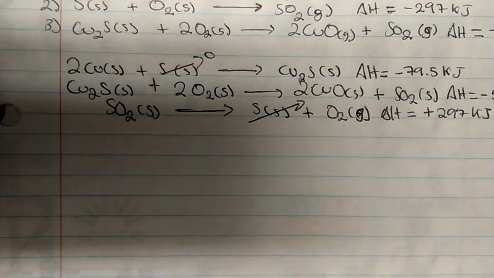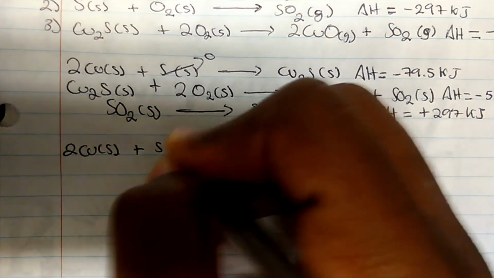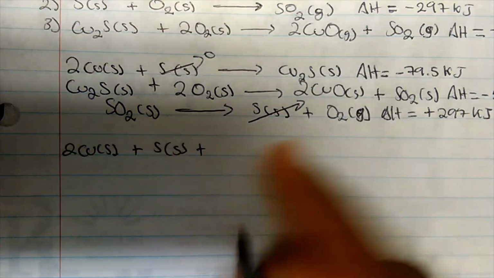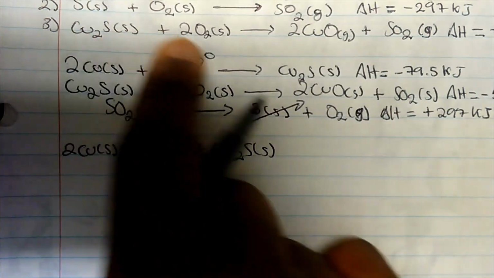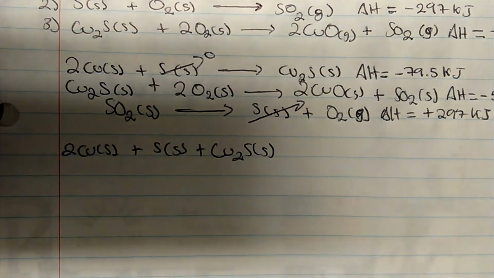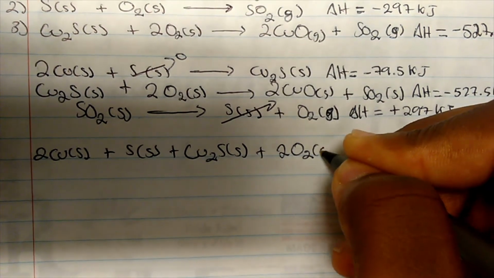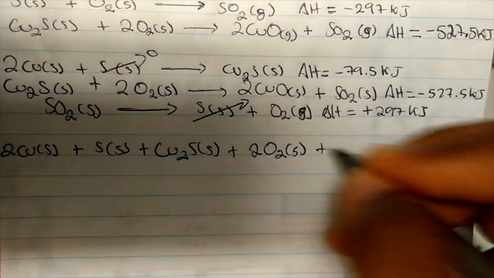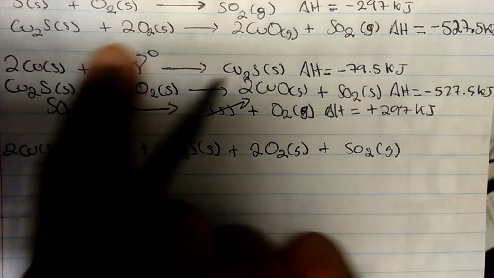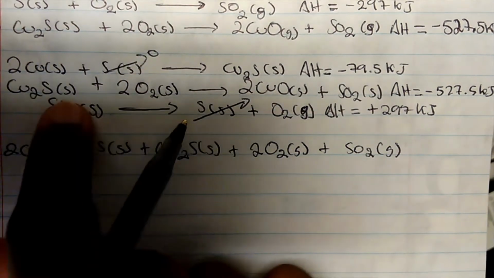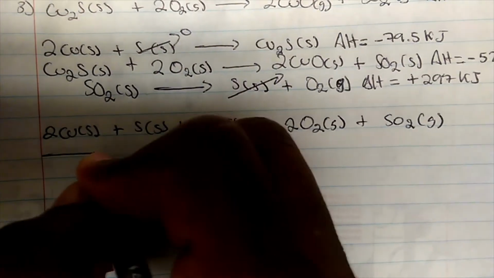So let's write out all our reactants. So this is 2 moles of copper solid plus sulfur solid plus Cu2S solid. So everything on the reactant side in all equations. And this is plus 2 oxygen gas, and plus SO2 gas. So these are all the reactants. We have 1, 2, 3, 4, 5, and these are going to the products.